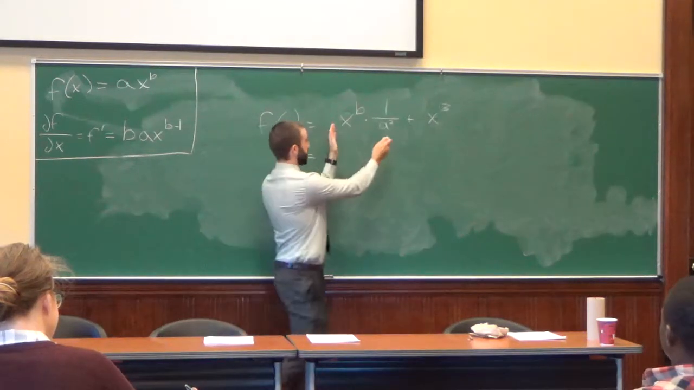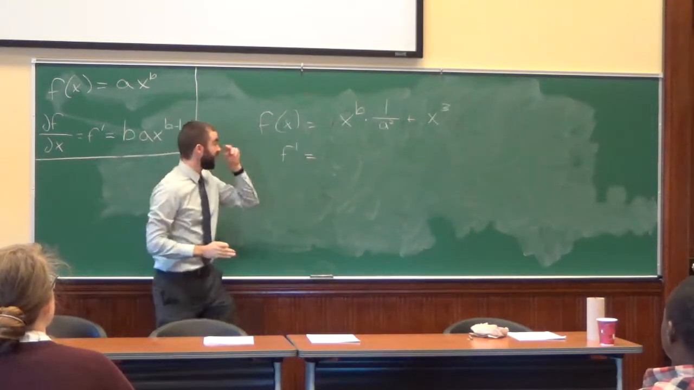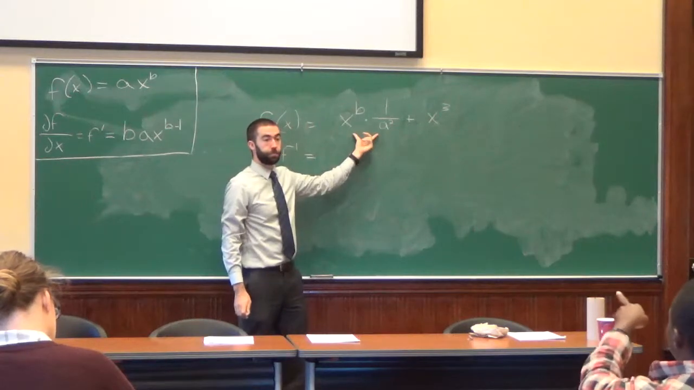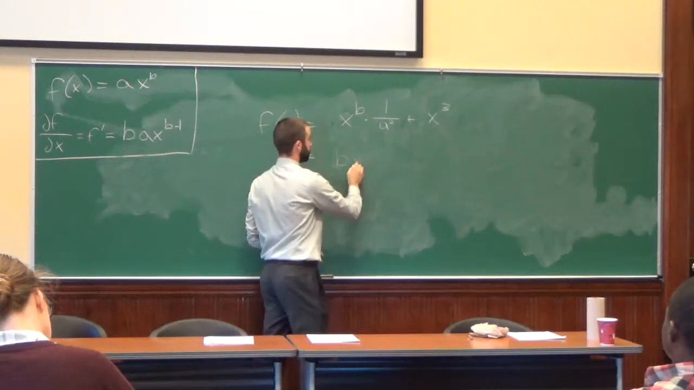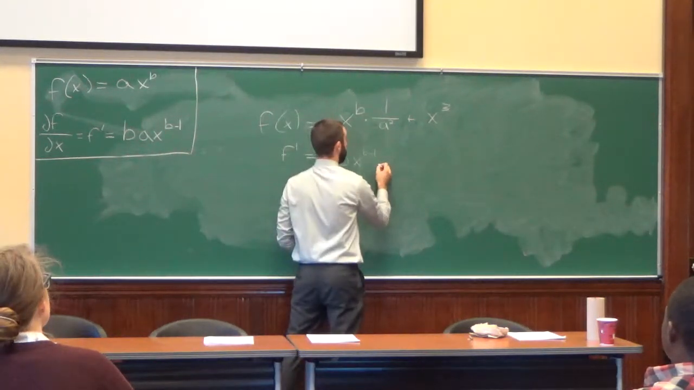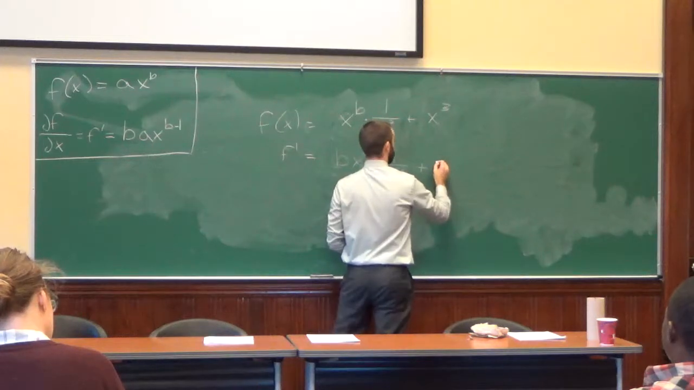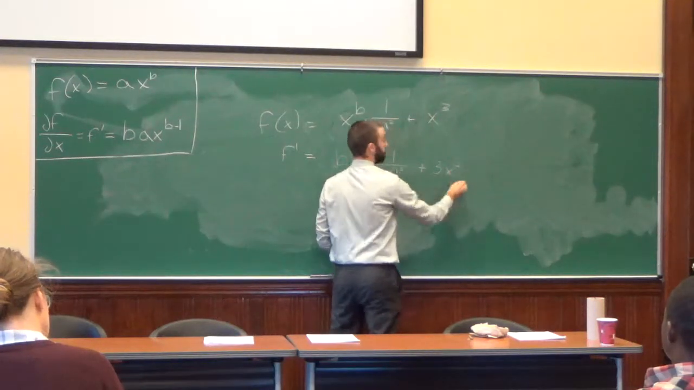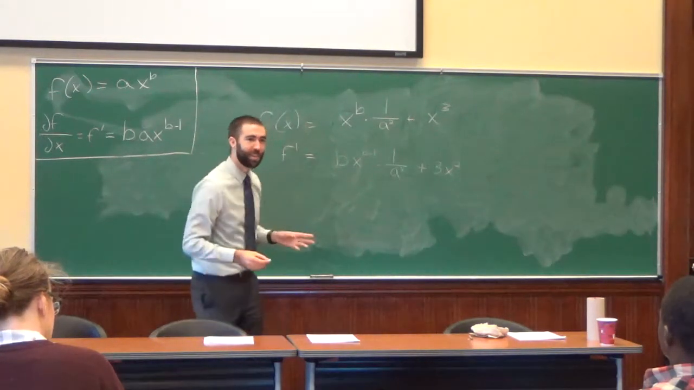First of all, we do it term by term, right? We're going to take the derivative of this term plus the derivative of this term. So let's go to this term first. What would you do with this? B times x raised to the b minus 1 times 1 over a squared, plus 3x squared, which is? Excellent. Okay, that's correct. Now it's a little bit tricky, maybe.